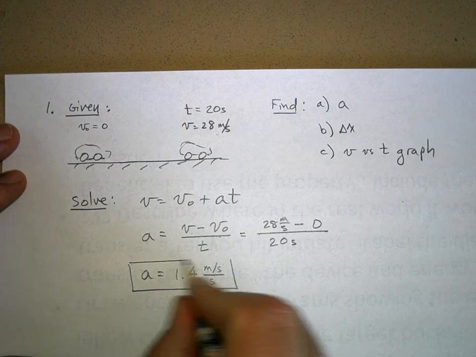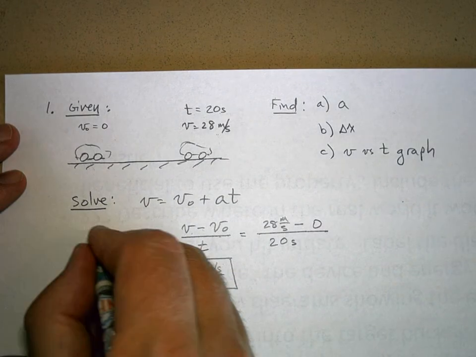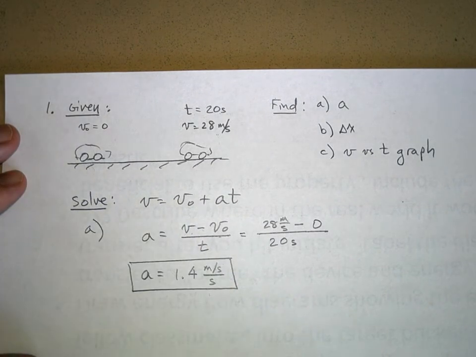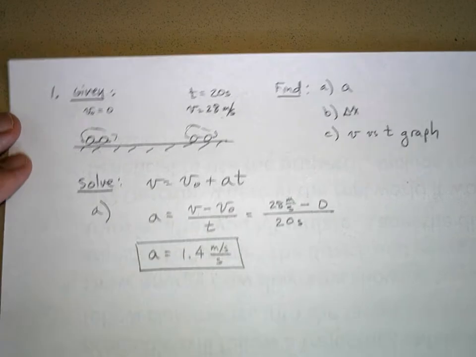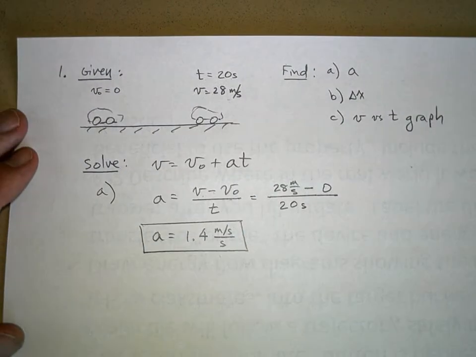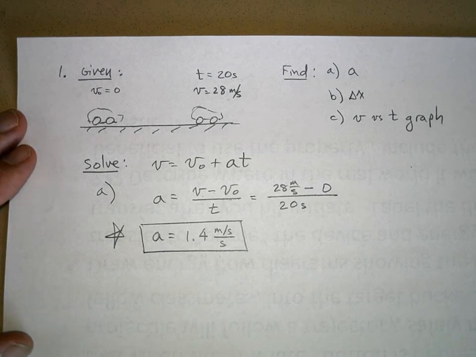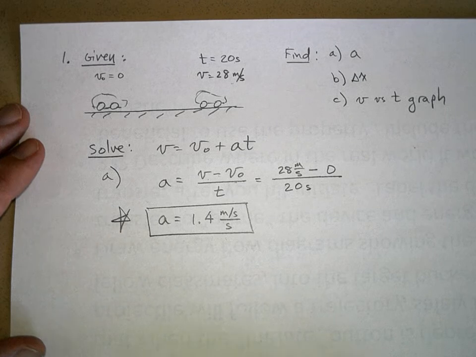Then I like it when you put a box around your answer. And we should identify this as part A. And we checked it, we did it right, so we can put a star next to it, like that. Yay, done with part A. Let's do part B.